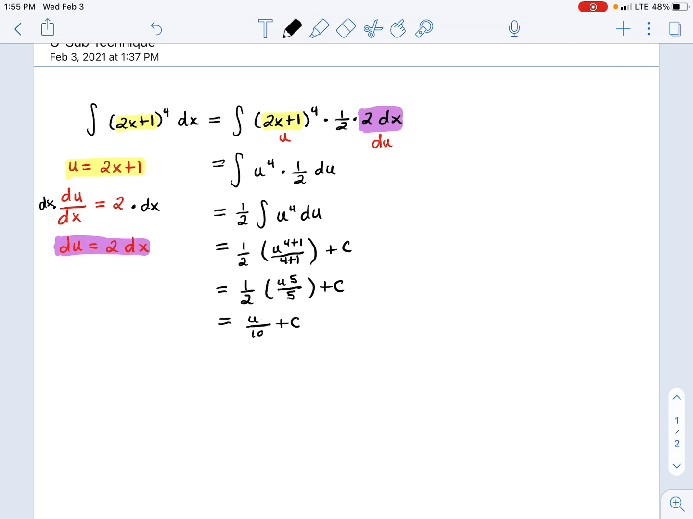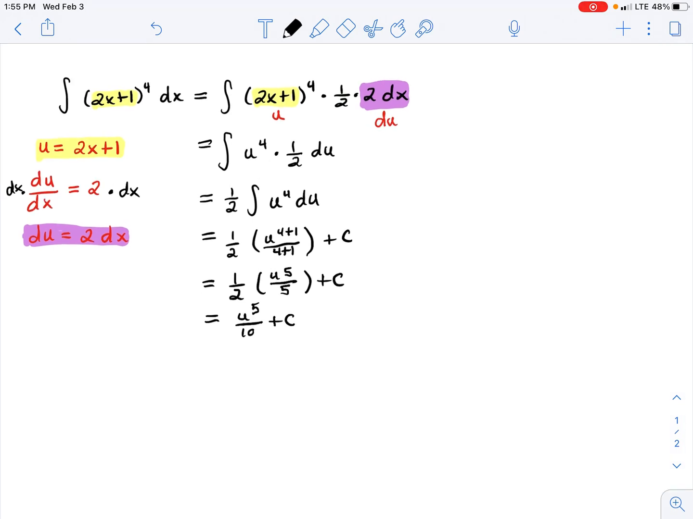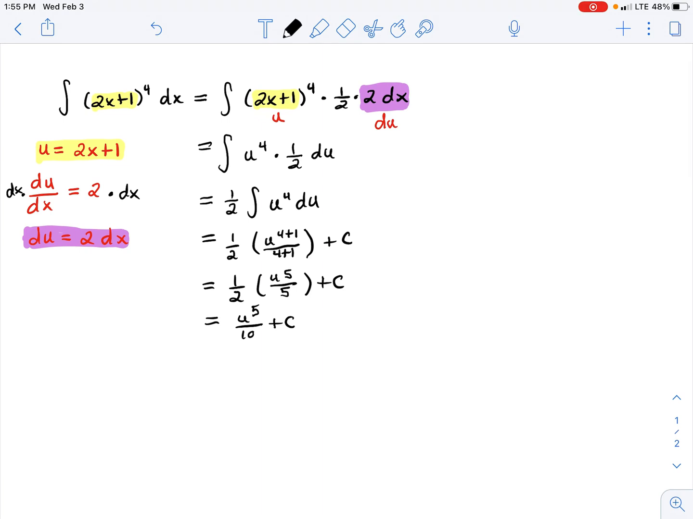Now what I notice is that this part is in terms of u and not x. So I'm going to substitute back in 2x plus 1 for u, because going back to the left, you see highlighted in yellow that I let u be equal to 2x plus 1. So this is going to be equal to 2x plus 1 to the fifth power divided by 10 plus c. And this would be my final answer.